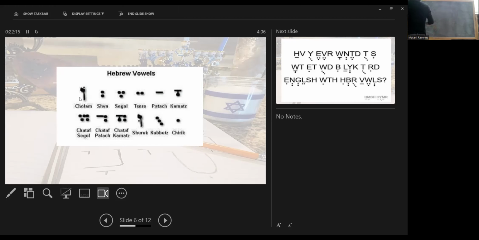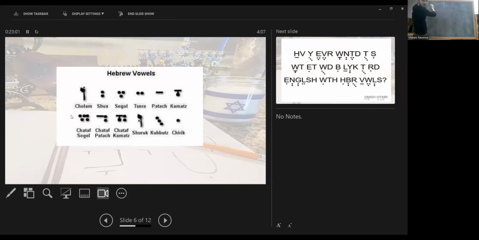Okay. And then we have chirik and kibbutz. Note that I did shuruk and cholam together. Those last three, chataf segol, chataf patach, and chataf kamatz, we are not using. I brought them so you can see there are other versions. Obviously, they refer to mixed sounds. So if we have a kamatz patach, it used to have a sound, now it doesn't. Same for the rest.